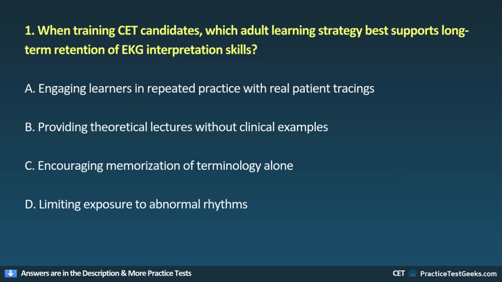1. When training CET candidates, which adult learning strategy best supports long-term retention of EKG interpretation skills? A. Engaging learners in repeated practice with real patient tracings. B. Providing theoretical lectures without clinical examples. C. Encouraging memorization of terminology alone. D. Limiting exposure to abnormal rhythms.